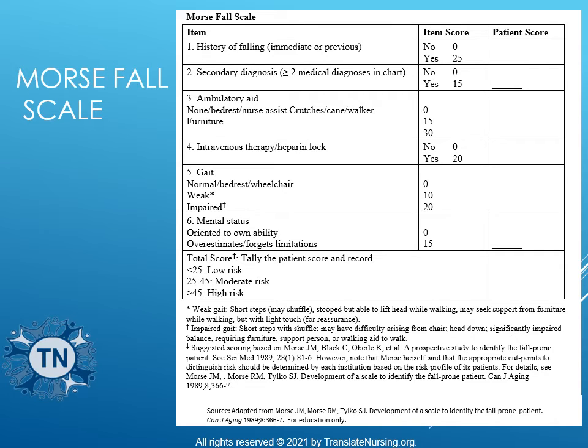So for the total score on this scale, if the patient is more than 45, we will say that the patient is at high risk. Anything 25 to 45, we will say that the patient is at moderate risk. And anything below 25 will mean that the patient is at lower risk for falls.